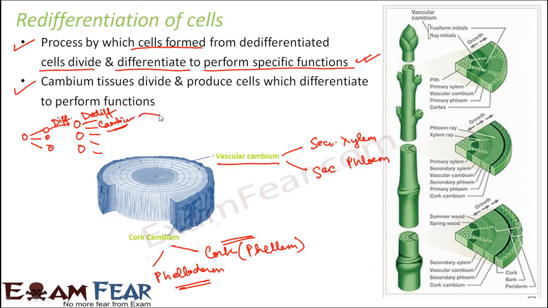Now this cambium will further divide to form cells which will again differentiate to form xylem and phloem, because xylem and phloem have different structures. Whatever cells are newly formed by cambium, some of them will differentiate to form xylem, and some will differentiate to form phloem. That process is known as re-differentiation. I hope the concept of differentiation, de-differentiation and re-differentiation is clear to you. If not, please rewind the video and see it again.